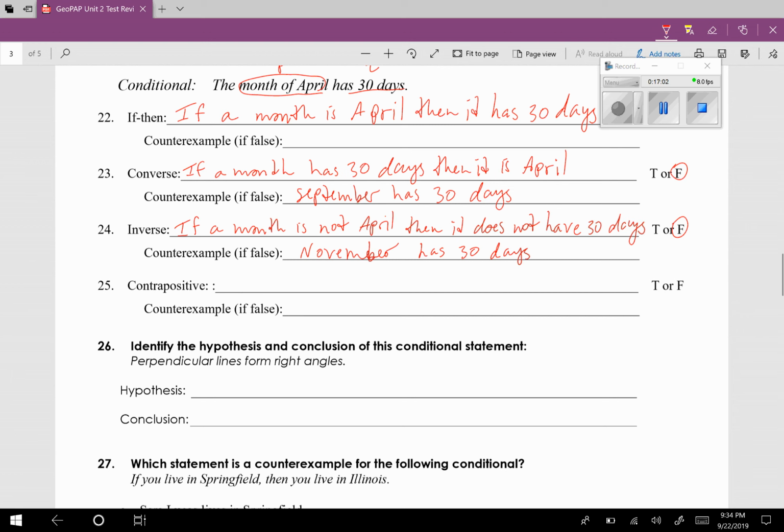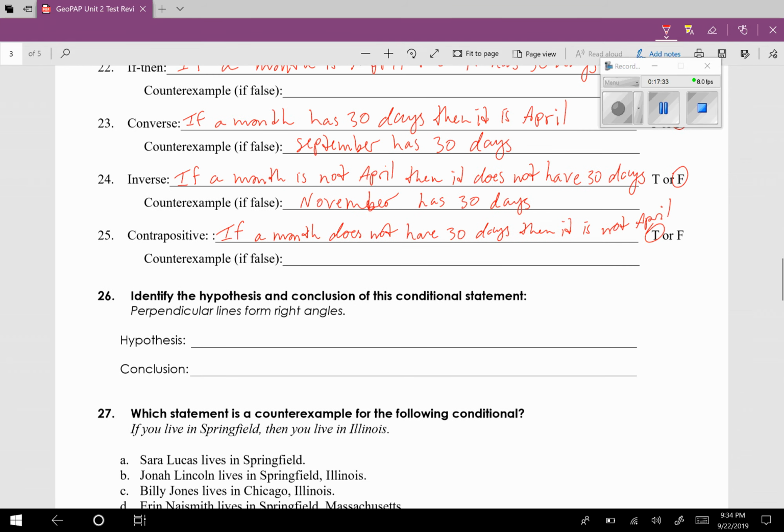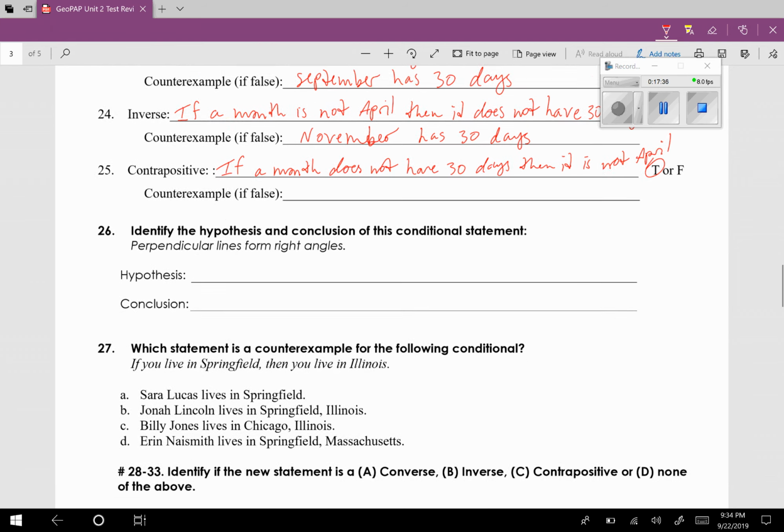Okay, contrapositive. This is going to negate and switch. So if a month does not have 30 days, then it is not April. And that's going to be true because if it's got something other than 30 days, then it's not going to be April. It can't even be that possibility of being April.